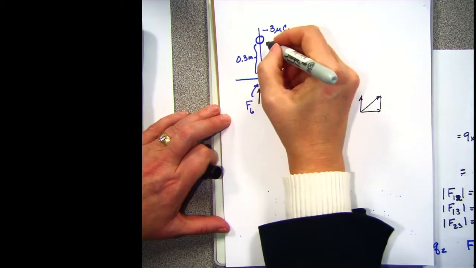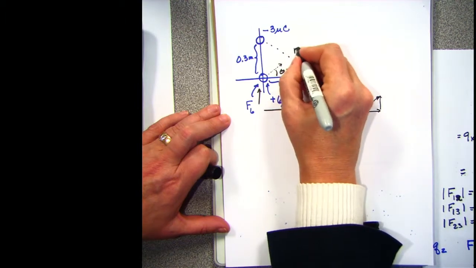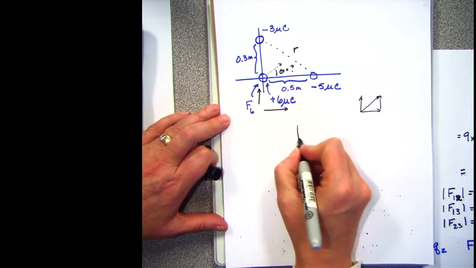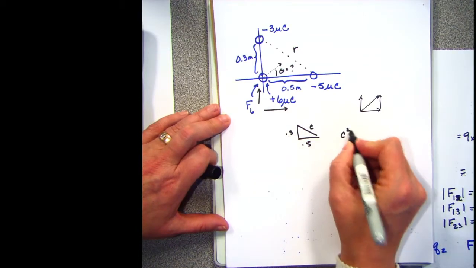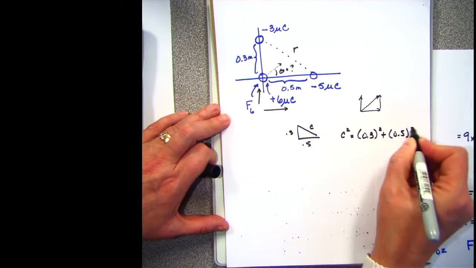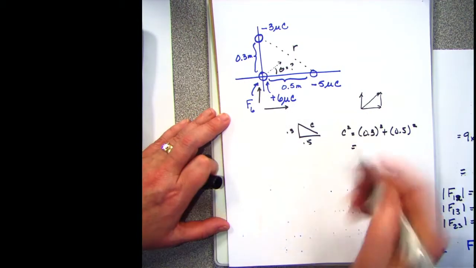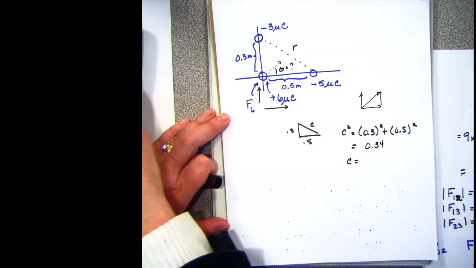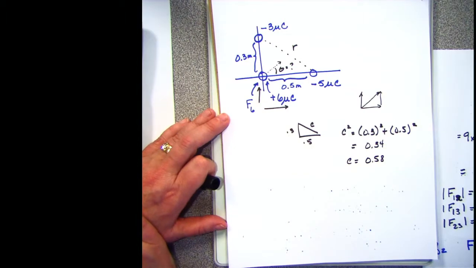So I also need another piece of information. I might need this distance, that R, but I can get that distance, right? If I have a right triangle, this is 0.5, this is 0.3, C squared is equal to 0.3 squared plus 0.5 squared. If I do that, 0.3 squared plus 0.5 squared, this gives me 0.34. C is going to equal the square root of that. It's going to be 0.58. So I have that R if I need it.